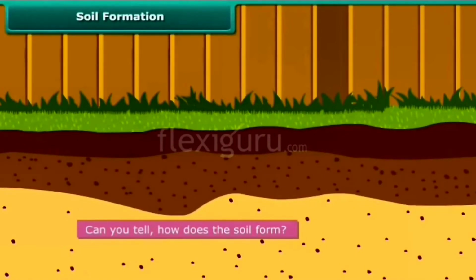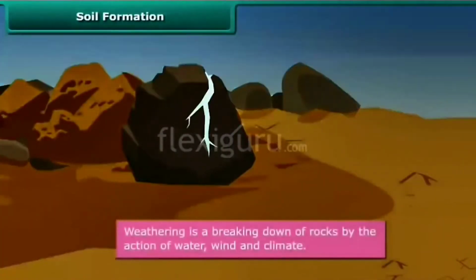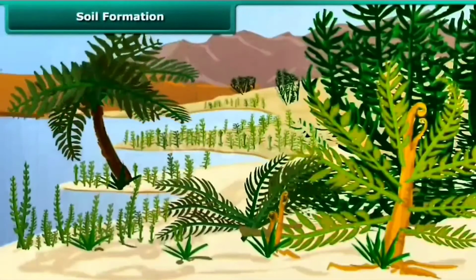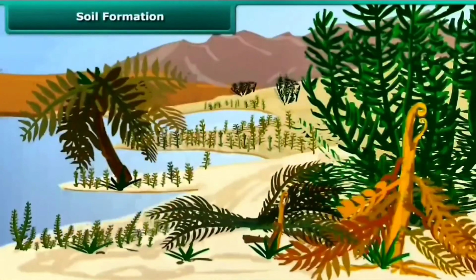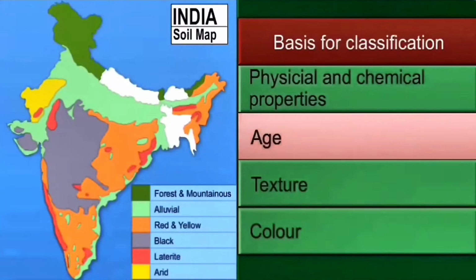Soil formation. Can you tell how soil forms? Soil was formed over a very long period of time. Large rocks were broken down into small pieces and finally converted into soil by the action of wind, water and climate in a process called weathering or denudation. The decaying of dead plants and remains of animals makes the soil thick, rich and usable for the environment. Soil is classified based on physical and chemical properties, that is age, texture and color.